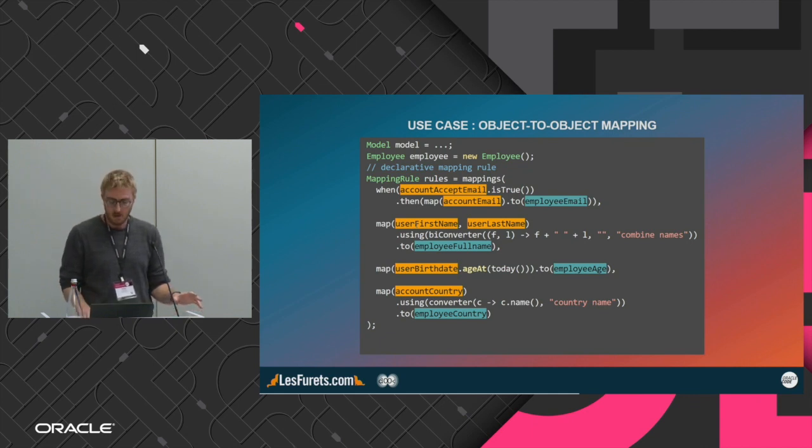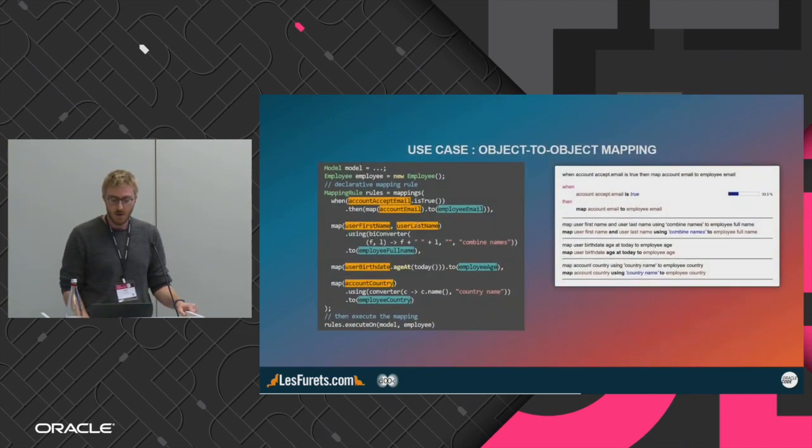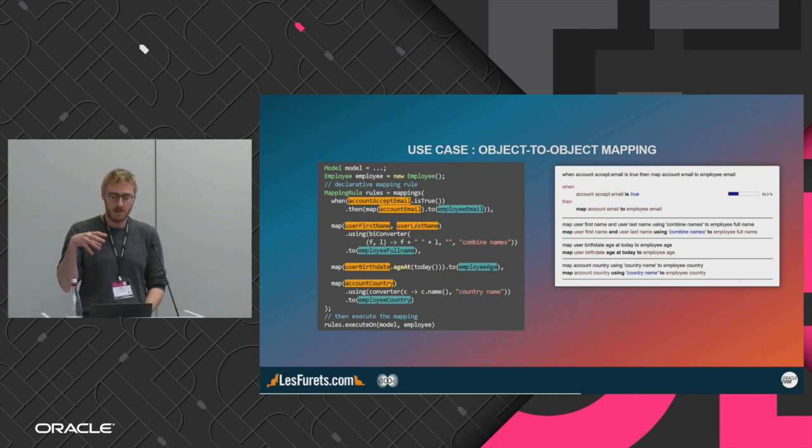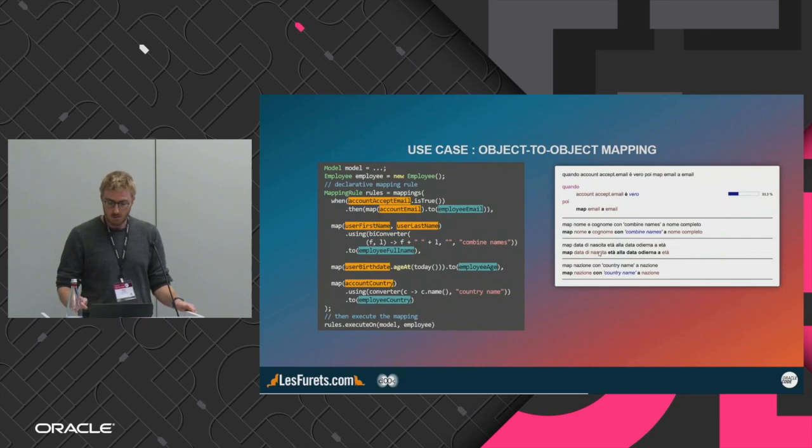I didn't do anything until now. So now I can use the same rule a couple of times on my instances of the objects by running on an instance of model, an instance of employee. And then, because I have the AST of all this, I can go ahead and export it as HTML or Markdown or text. So let's say: map user birthday age at today to employee age. And of course, the Italian works also. Okay, I will take my chances. Map data di nascita età alla data odierna e età. Cool.